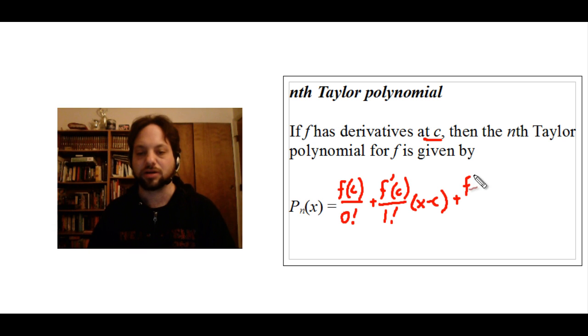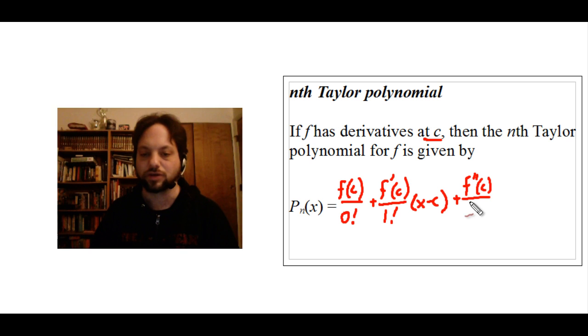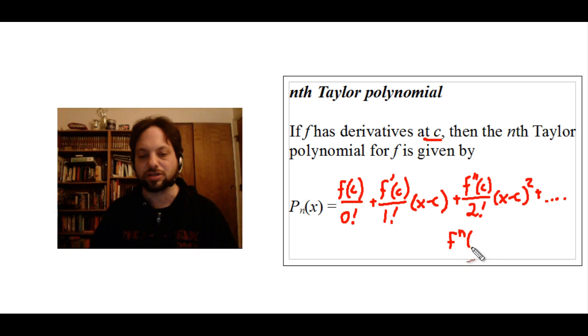Our second degree term will be f double prime of c over 2 factorial. And then, of course, here, instead of x squared, I will have (x minus c) squared. And I will continue adding these terms forever and ever. And eventually, I will get to the term, the nth derivative of f evaluated at c over n factorial, and this will be (x minus c) to the nth power.